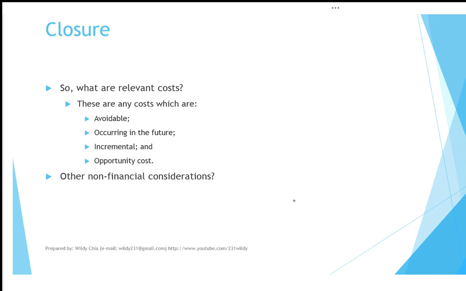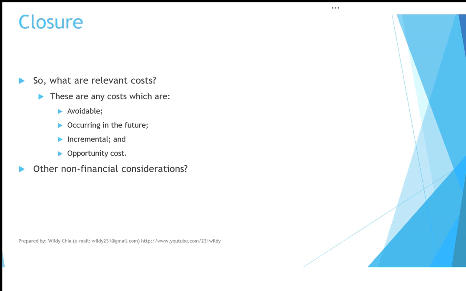Closure. So what are relevant costs? Relevant costs are those costs that we use for the purpose of making short-term decisions. So such costs include those that are avoidable, right? These are costs that occur in the future, right? Not in the past, in the future only, right? The past is not relevant. Incremental costs, and also finally, opportunity costs. These four are some of the traits of relevant costs.